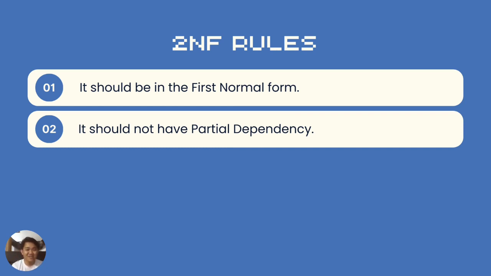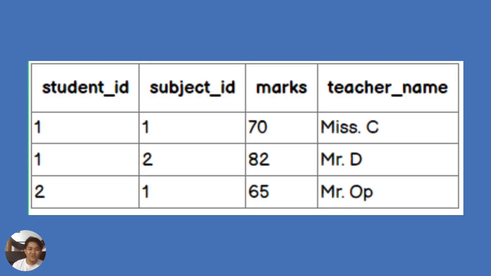And so the second one would be it should not have partial dependencies. So what is partial dependencies? Basically, in a database table, we have the primary keys and the non-primary keys. In this example, we have two primary keys. These are called composite keys. And so we have two non-prime attributes. We have marks and teacher name.